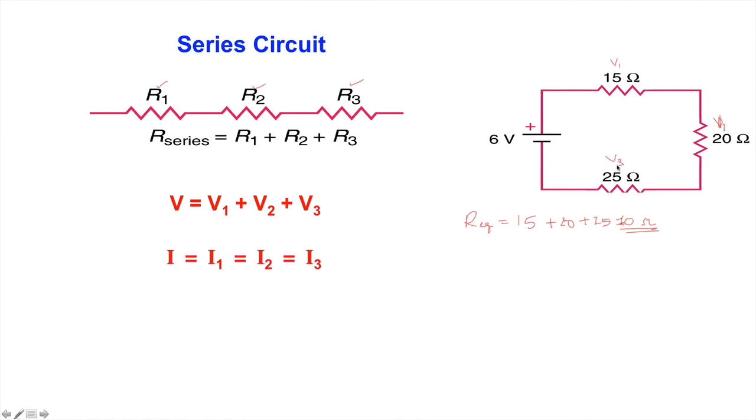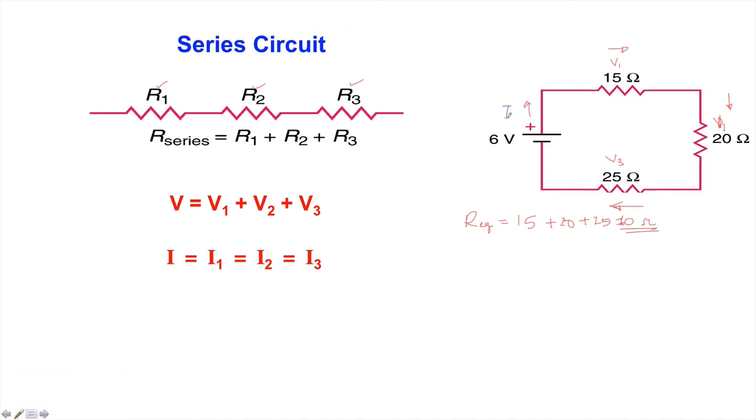Okay. As I already mentioned, since the current doesn't have any alternative path, the current that is starting here is going to be the same as the current passing through this, the current passing through that, and the current that is passing through this. So current is the same.